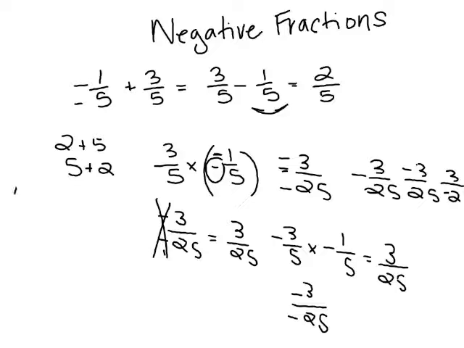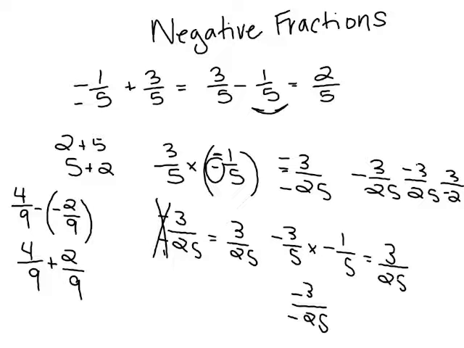So how about subtracting negative fractions? I have 4/9 minus a negative 2/9. Two negatives cancel, like plus 2. Those two negatives turn into a positive. So 4 plus 2 is 6/9. Will that simplify? Yes. Into what? 2/3. Both are divisible by 3. So 4/9 minus a negative 2/9 turns into 2/3.